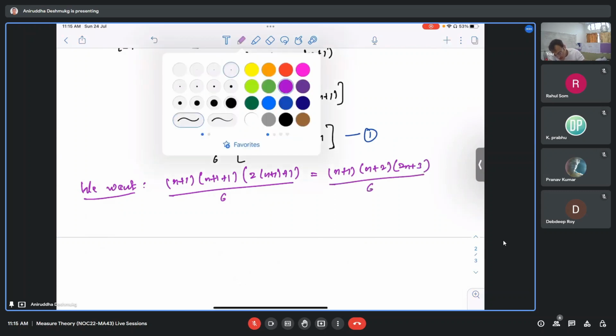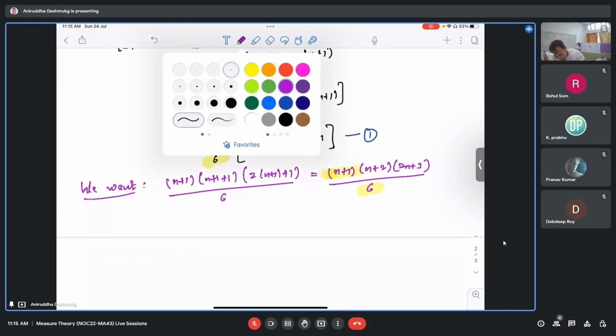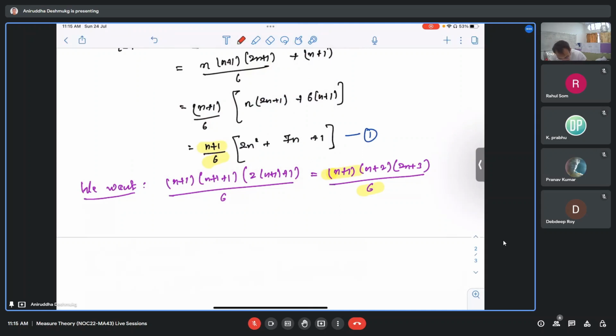So notice that we already have n plus 1 from here. We have 6 from here. Somehow we need to get n plus 2 and 2n plus 3. So for that, let us try to split this property. I know that this 2n plus 3, this 2 is going to come from the factorization. I made another mistake, this should be 6.